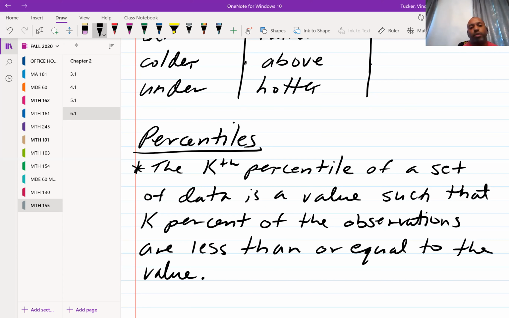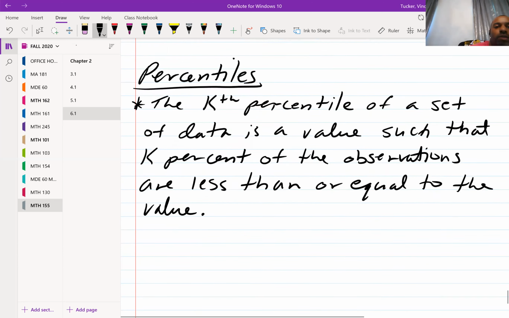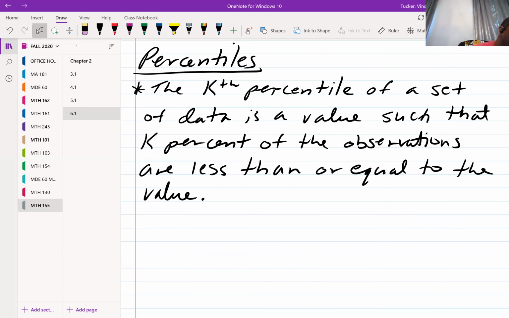All right, so we're looking at percentiles. The kth percentile of a set of data is a value such that k% of the observations are less than or equal to the value. Let me give you an example of how it would be.